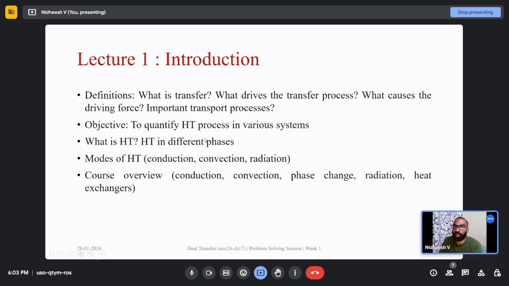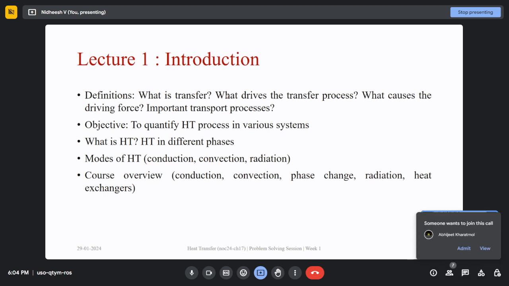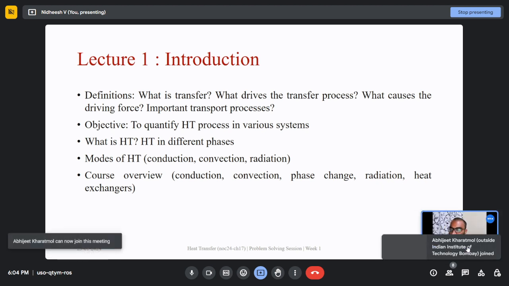In the first lecture, introduction, the professor talked about some basic definitions, what is heat transfer and what drives these heat transfer processes, and what are the different causes of these driving forces. Not only heat transfer, the professor talked about mass transfer also, and we discussed the different kinds of transfer processes like heat transfer processes, mass transfer processes, etc.